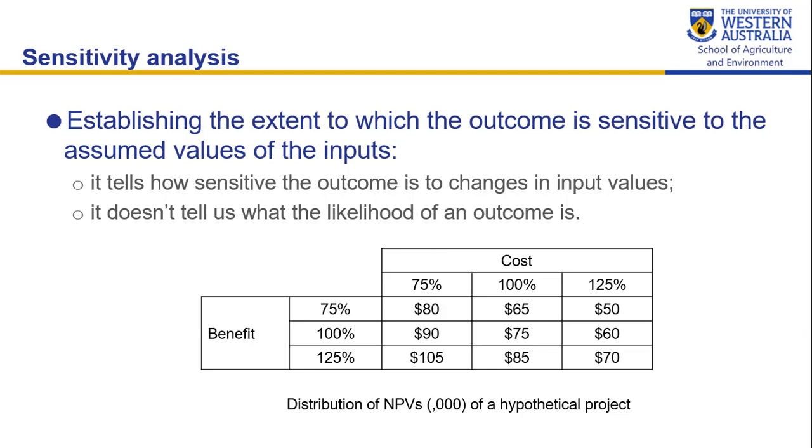However, it does not tell us what the likelihood of an outcome is. That is, what is the chance of getting a $50 NPV versus what is the chance of getting a $105 NPV. These are often provided by the modelers themselves.